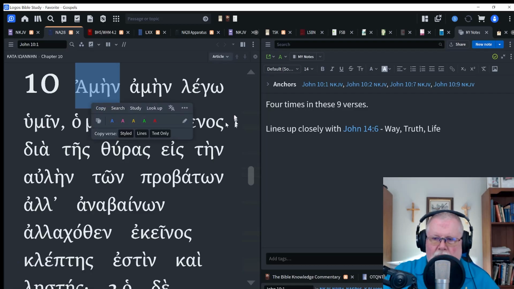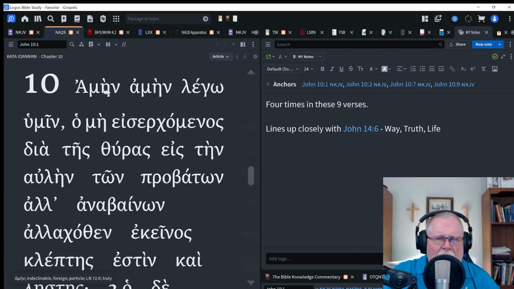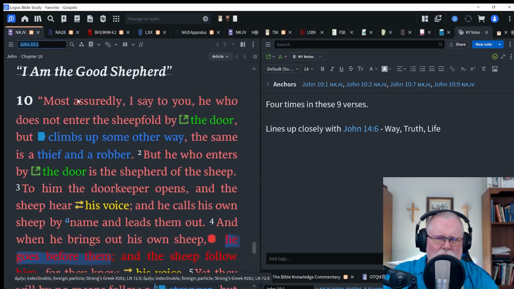So there, I just made it bigger. Amen, amen. That's what we say, but it's verily, verily, truly, truly. That's what he's saying. And whenever he says that, it's like, this is really important. Get this. And remember, to whom is he speaking? He's speaking to the Jews. Now, everyone there was a Jew.